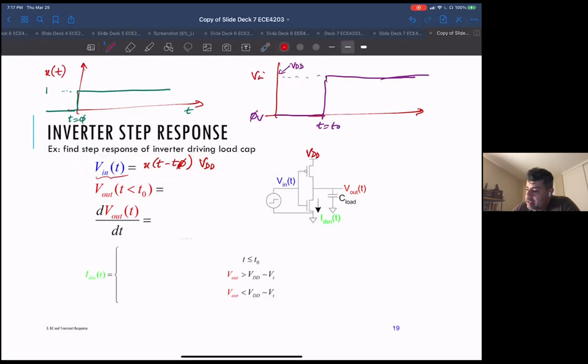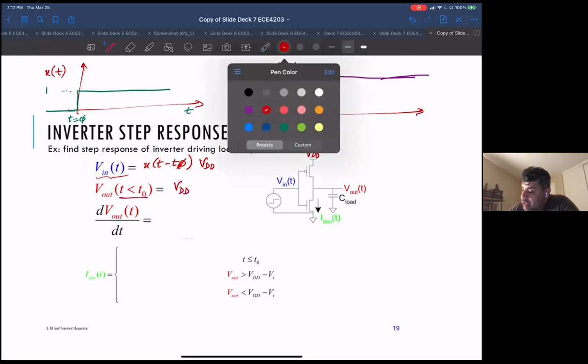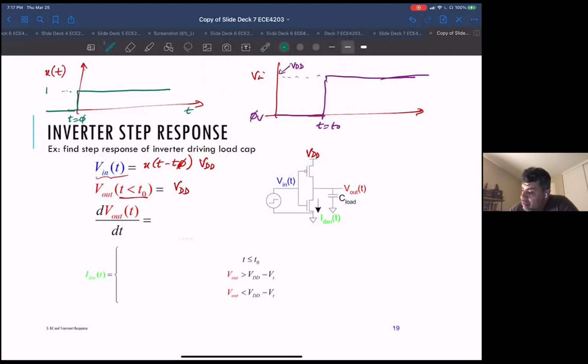At time less than t0, my input is low, so my output would be high. At t less than t0, Vout would be VDD. So this purple is my input. By the way, u of t has zero rise time, meaning it's infinitely fast going from 0 to 1, so we're not worrying about the input rise time in this.